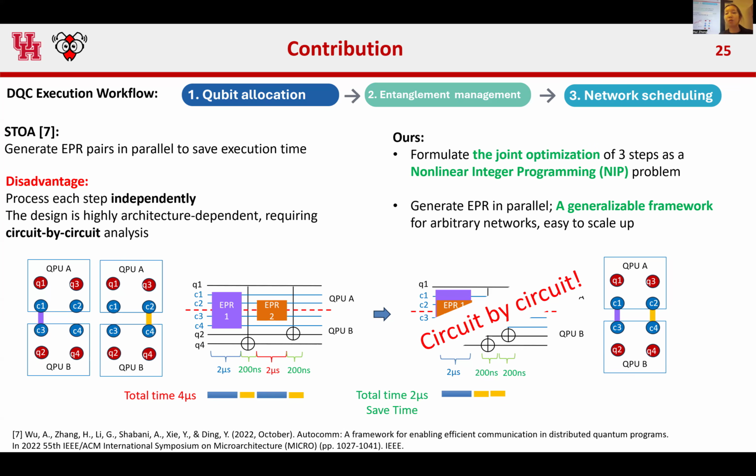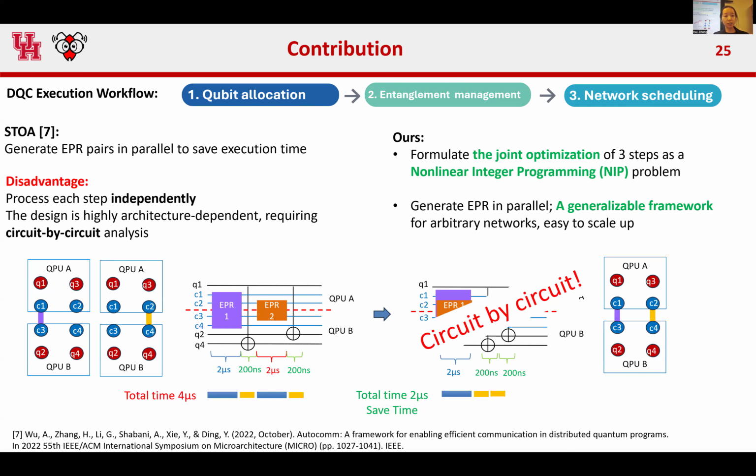So for our work, we will formulate the joint optimization of the 3 steps as a nonlinear integer programming problem, an NIP problem. We also generate the EPR pairs in parallel, but we give a generalizable framework for arbitrary networks, and then it is easy to scale up.